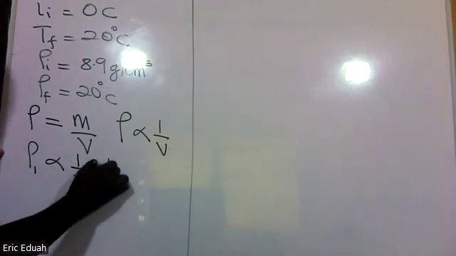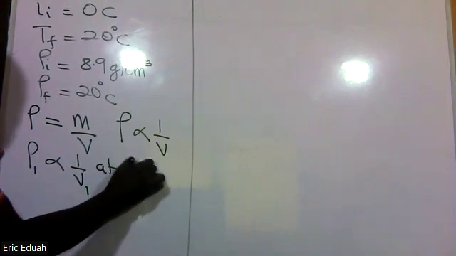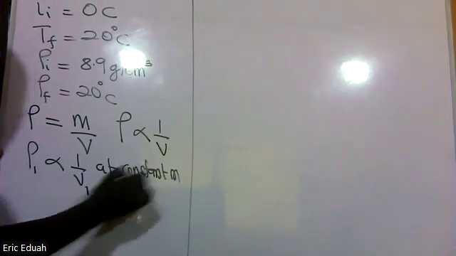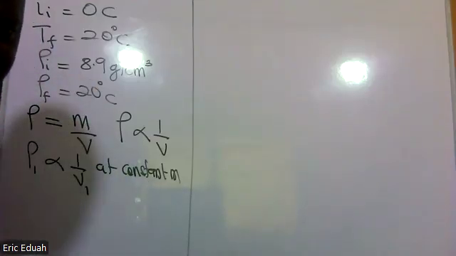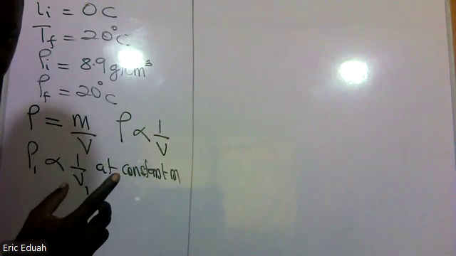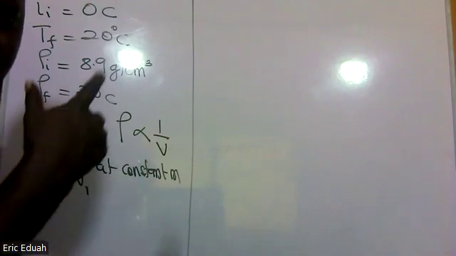This is at constant mass. Don't forget, it is the same substance whose temperature is increased from 0 to 20. So the mass isn't different. It's the same mass. But we are looking at what will happen to the densities as we increase temperature. And so rho 2 will also be inversely proportional to 1 over V2.